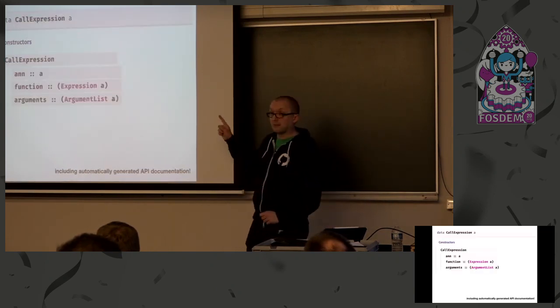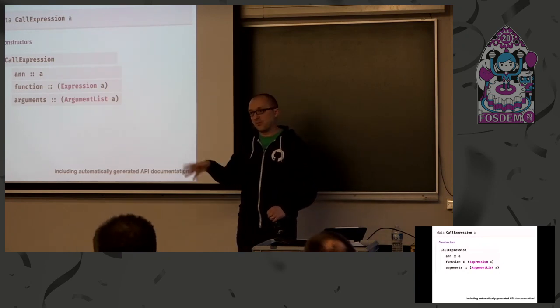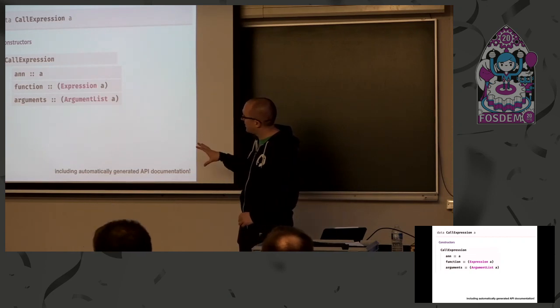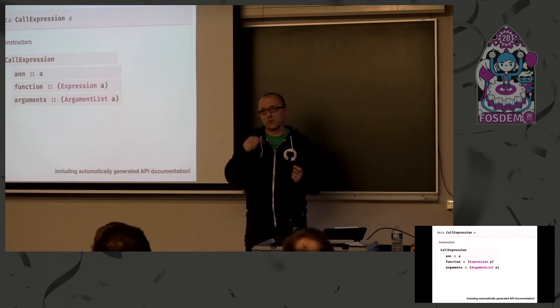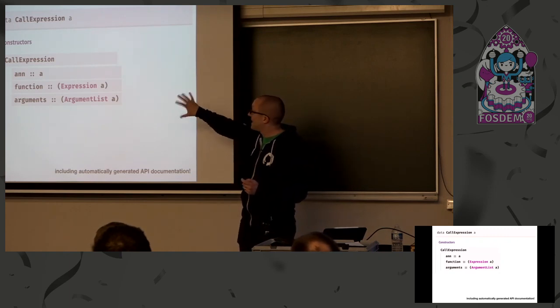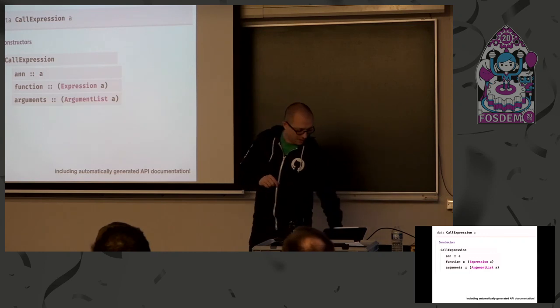And that includes generating API documentation. So if you go look at Hackage, which is the Haskell package manager, you can see the linked documentation for all of this generated code, even though these data types don't exist directly in the code itself. So we still have documentation for it.